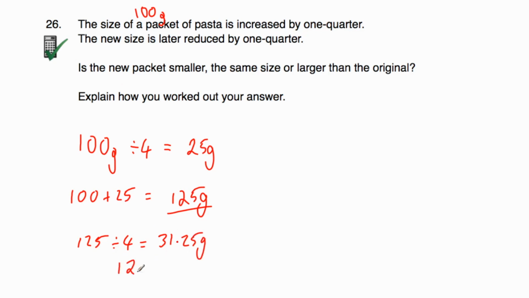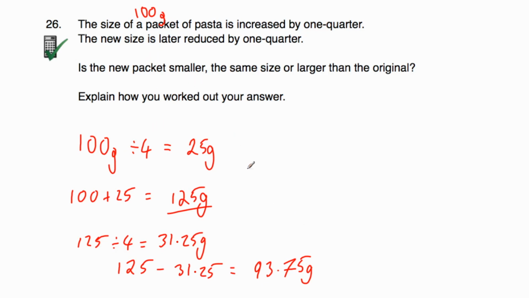So let's take our 125 and take away 31.25 grams, and that's equal to 93.75 grams. So that's actually smaller than the original packet of pasta. And that's it. So that new packet is actually smaller than the original packet of pasta.